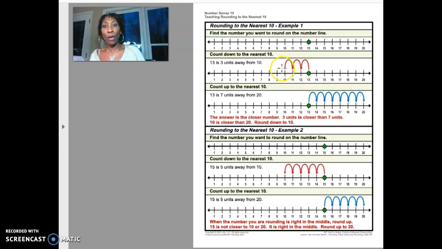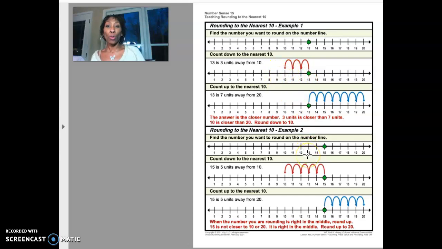If we round down, we go from 13 to 10, which is only 3 units. If we round up, we have 7 units to the nearest 10, which is 20. So if we compare, 3 units going down is closer to the next 10 than 7 units going up to the nearest 10. So we will round to 10 because 10 is closer to 13.